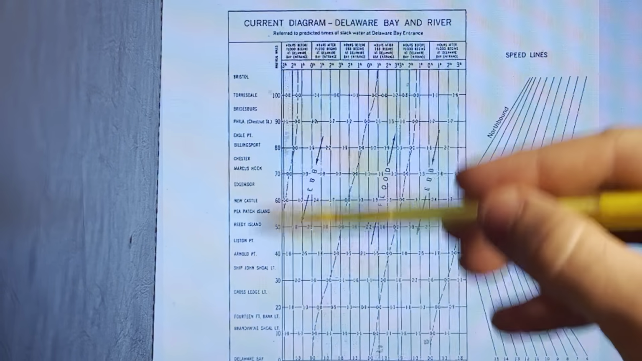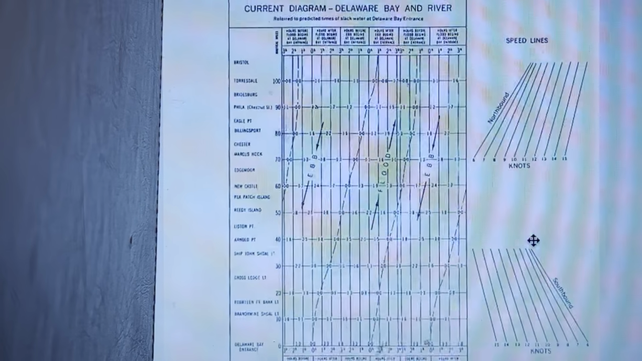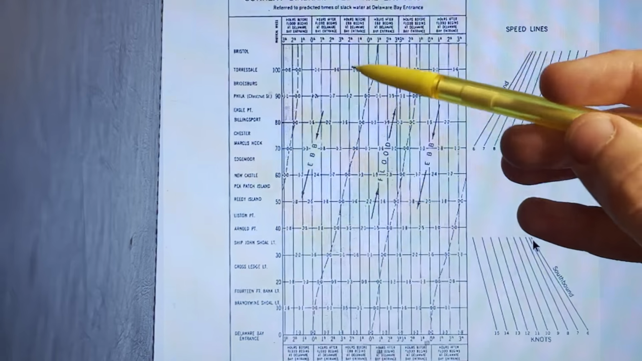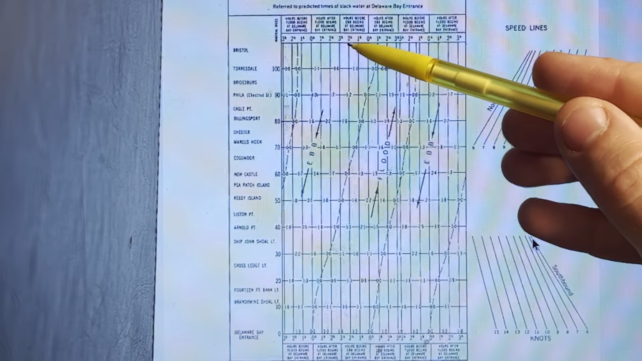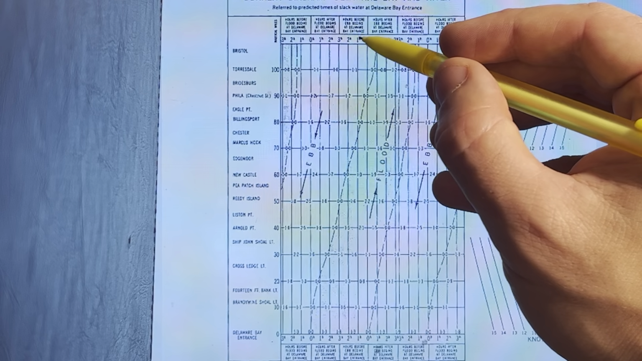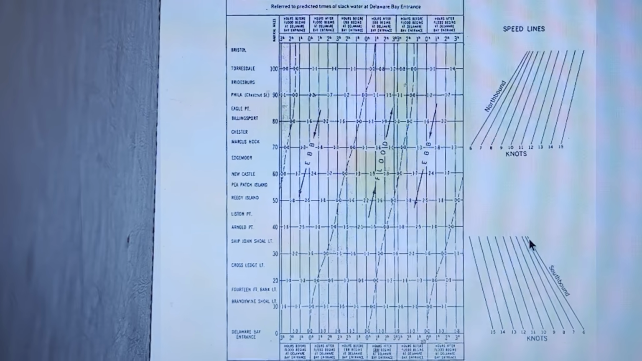to the bay itself down here. So what you can imagine is if you start up at Bristol and start moving to the south, you would have to begin at one of these points, and this is just hours before the flood begins at Delaware Bay entrance, hours after it begins, hours before the ebb begins, hours after the ebb begins.